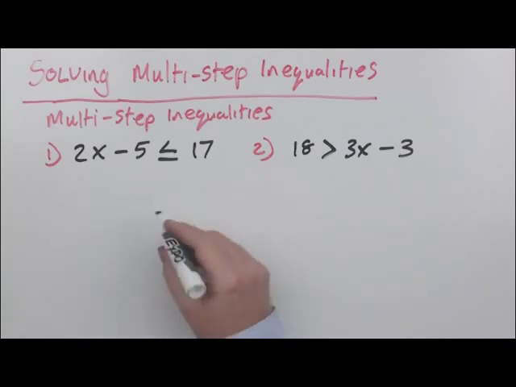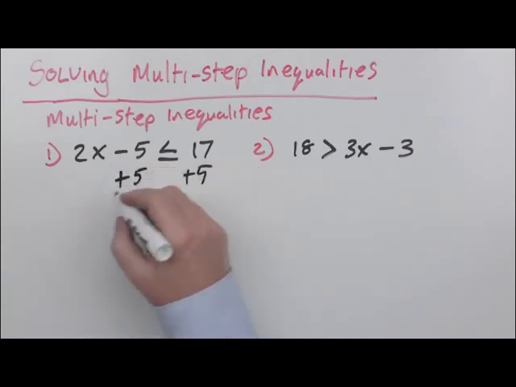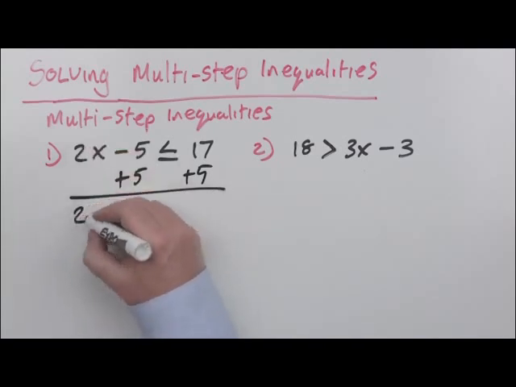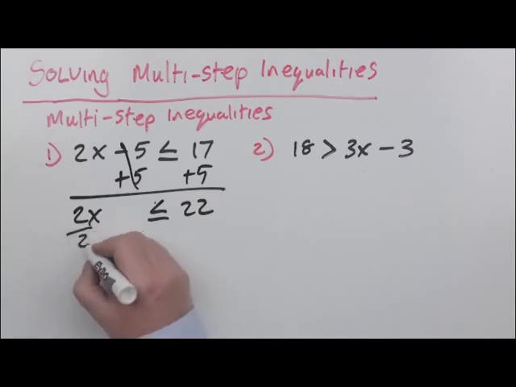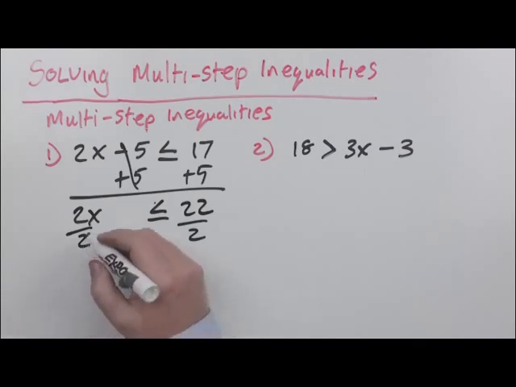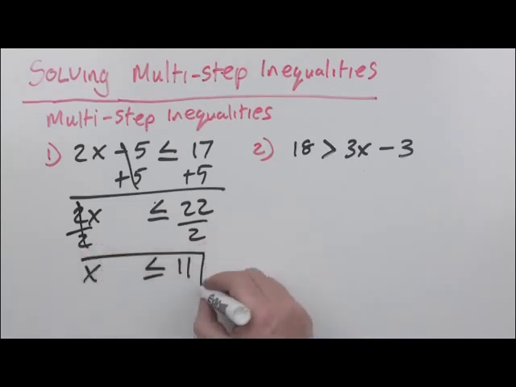What I need to do here first is add 5 to both sides. 2x, they cancel out. Less than or equal to 22. I have to divide by 2 on both sides. So x is, let's see, well, that cancels out. So x is less than or equal to 11. Great, and there's my answer.